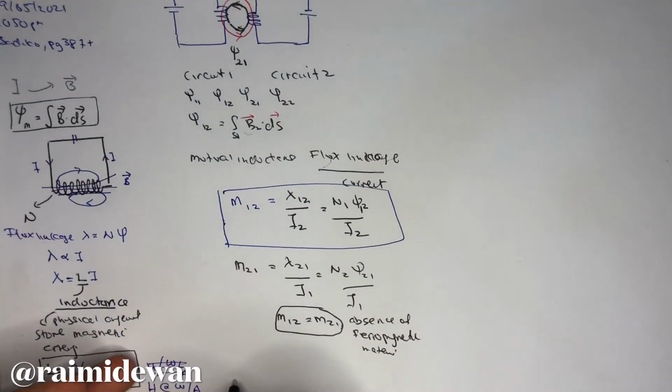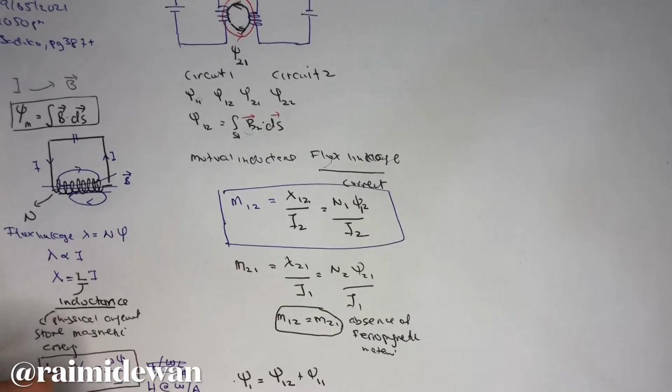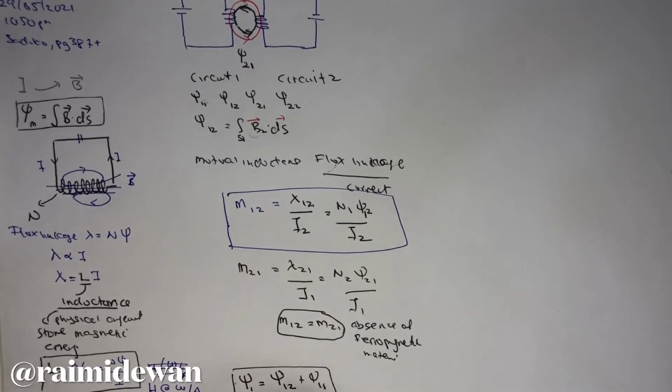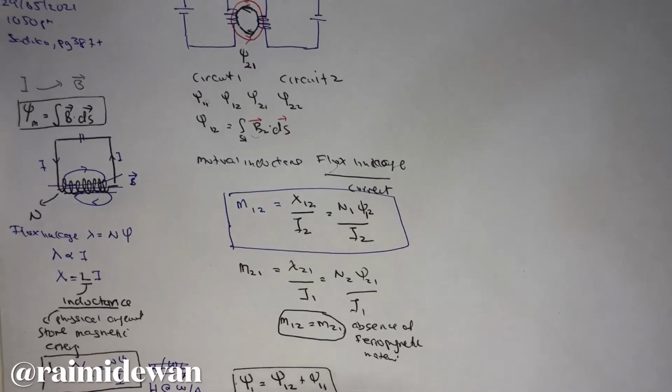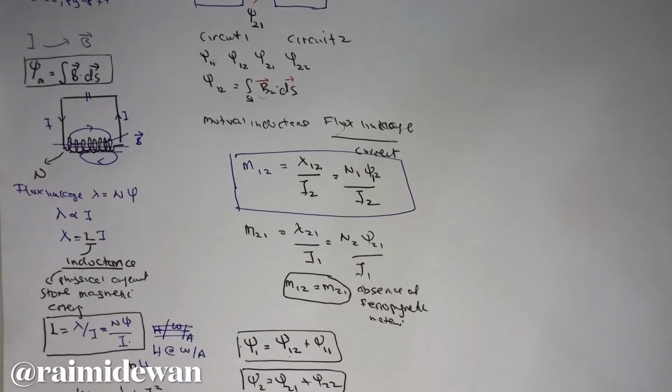You know that flux 1, the flux at circuit 1, is actually flux 12 plus flux 11. Am I correct? Because this one is flux due to current produced in circuit 1, and this one is flux due to current produced in circuit 2. So this is your flux 1. Similarly, your flux 2 is flux 21 plus flux 22. Am I right?